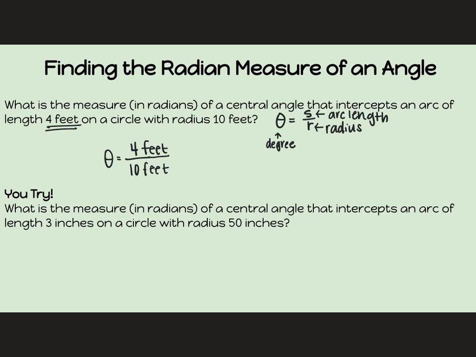If you notice, the units are going to cancel out right here. That's why they have to be in the same unit, so that they'll cancel. 4/10 is really just 2/5. And if you wanted to make that a decimal, this would be 0.4 radians.